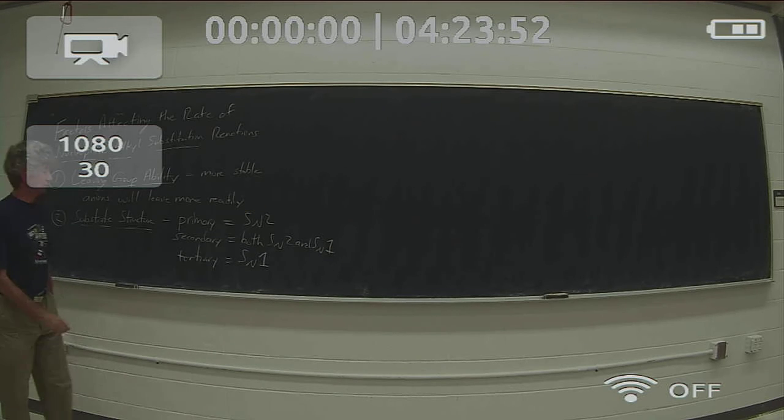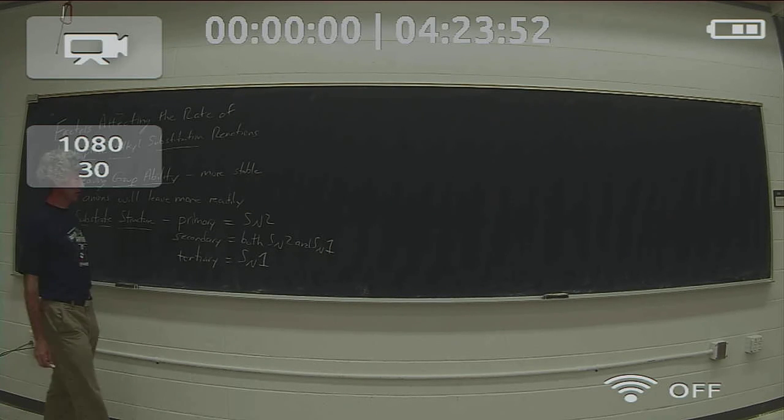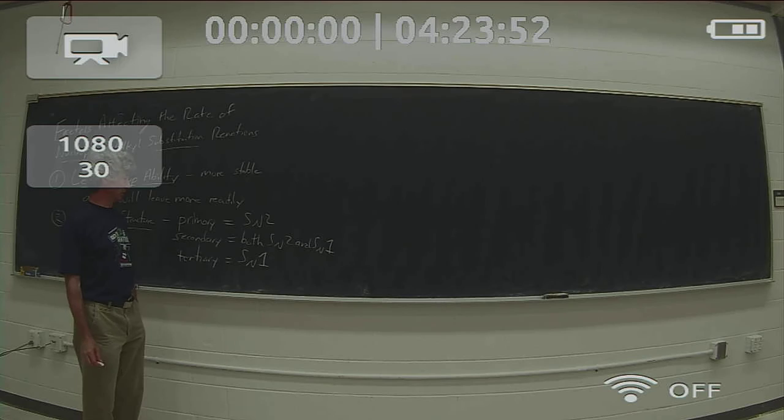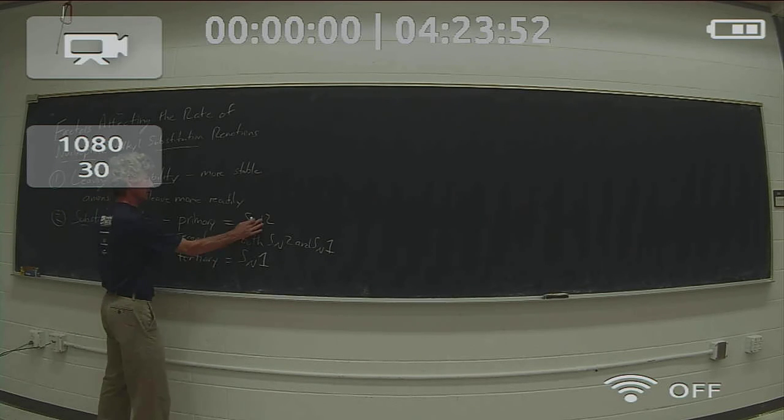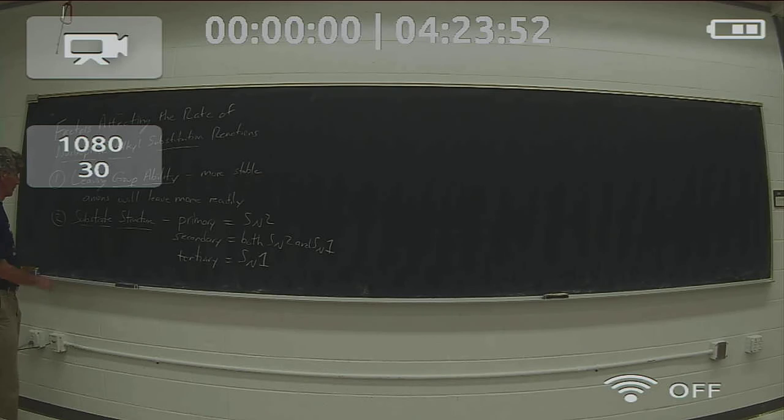Secondary substrates can undergo both SN2 and SN1 reactions at comparable rates in many cases, or at least both at substantial rates. But primary almost exclusively go by SN2, and tertiary almost exclusively go by SN1.